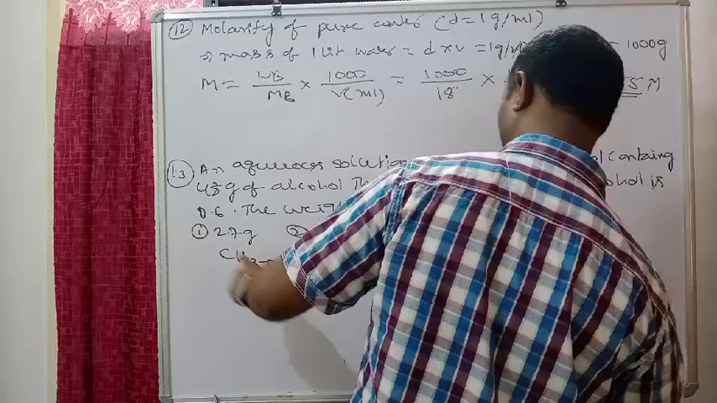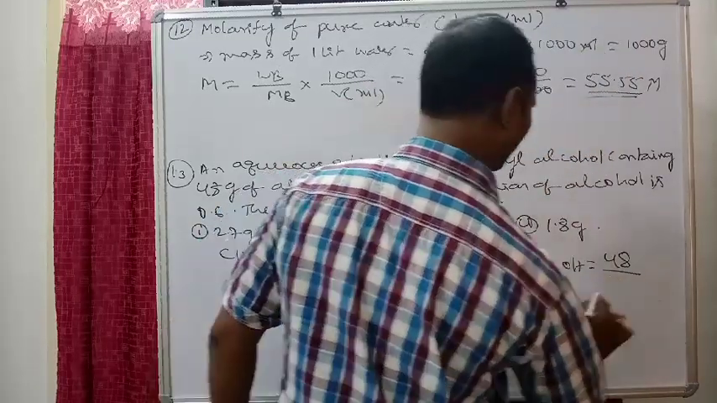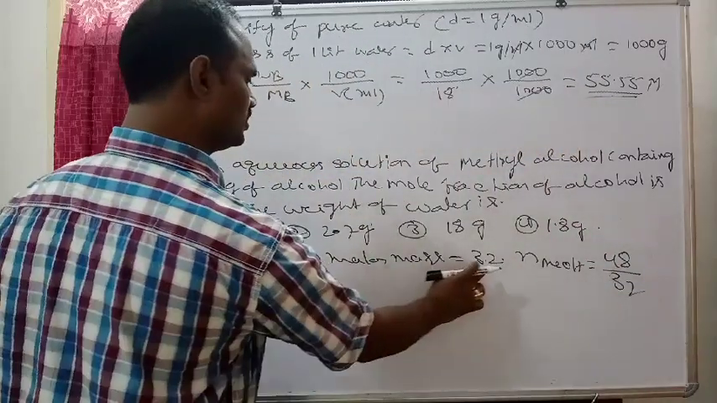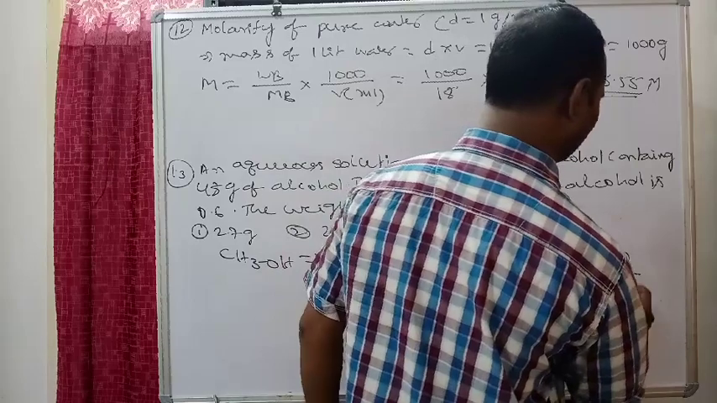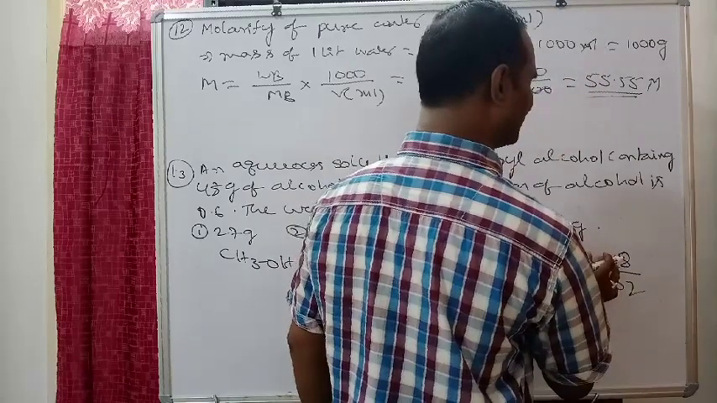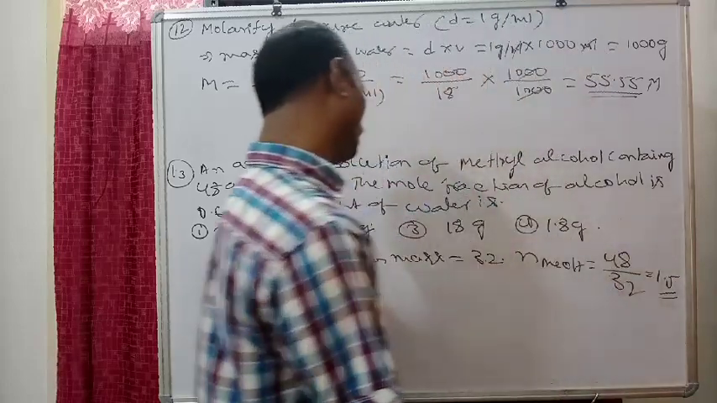48 grams mass is given, and its molar mass is 32. Sorry, this is 16 plus 16, which is 32. Here, how much, sir? 48 by 32. And then 16 3s are 48, 16 2s are 32, so 3 by 2 is nothing but 1.5 moles.